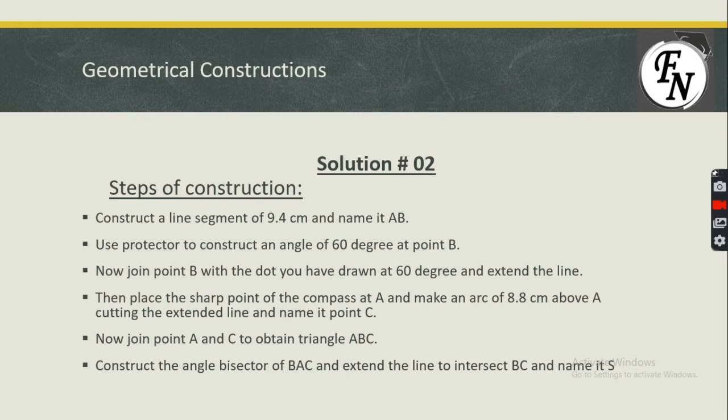After that, in part 2, we will construct the angle bisector of BAC, and then extend that line to cut BC, and we will name it point S. So let's look at how to do that.